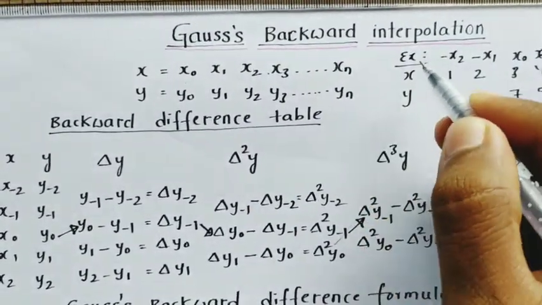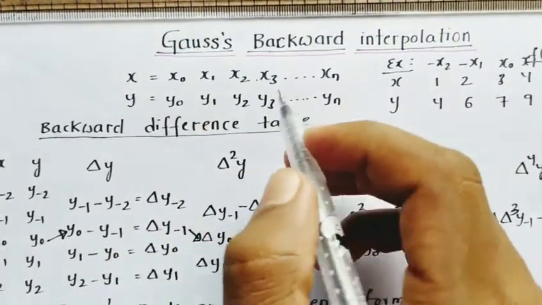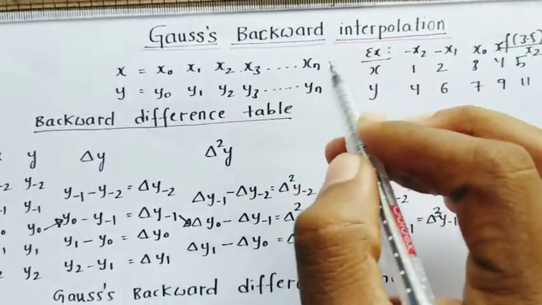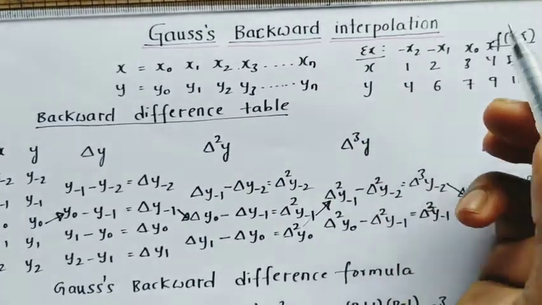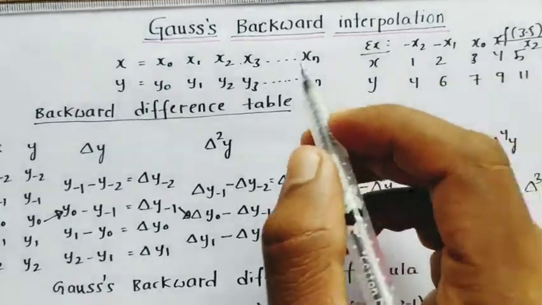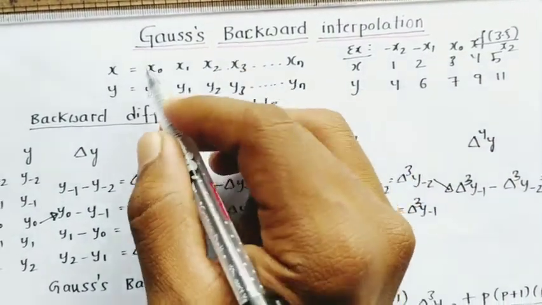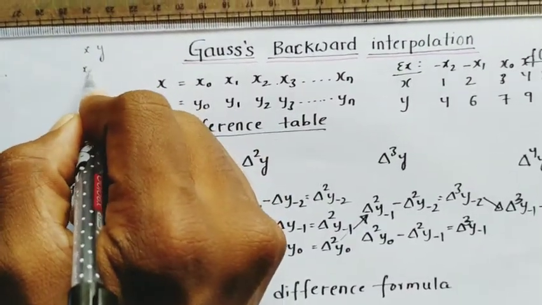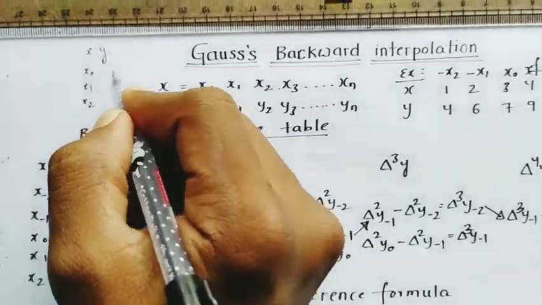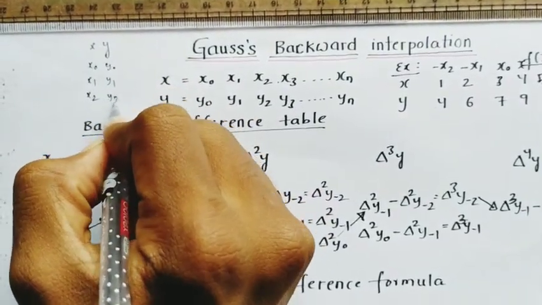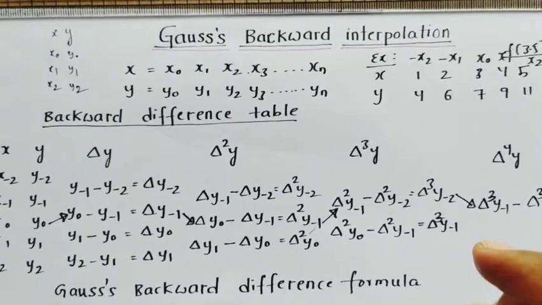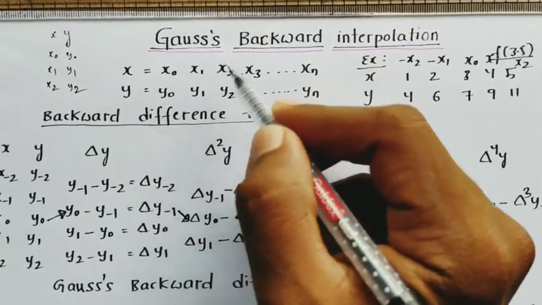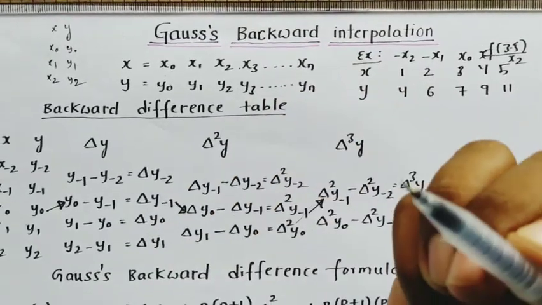Let's see a small example. Compared to the earlier methods, Gauss's backward and Gauss's forward interpolations are completely different. Normally in the earlier methods, we directly take the values of x and y and represent them as x0, x1 and x2, and the values of y as y0, y1 and y2. This method is completely different: we find the values of x0 and x1 and place these values in a difference table.